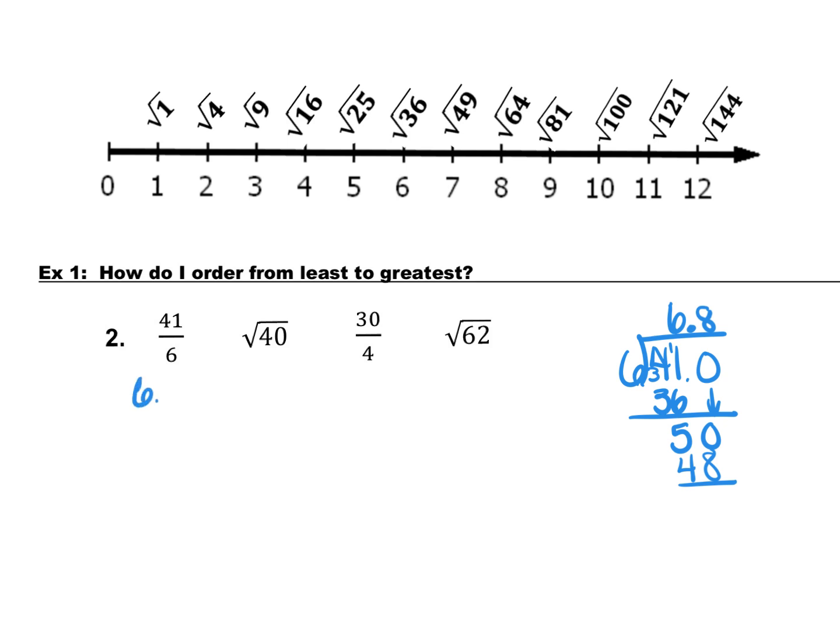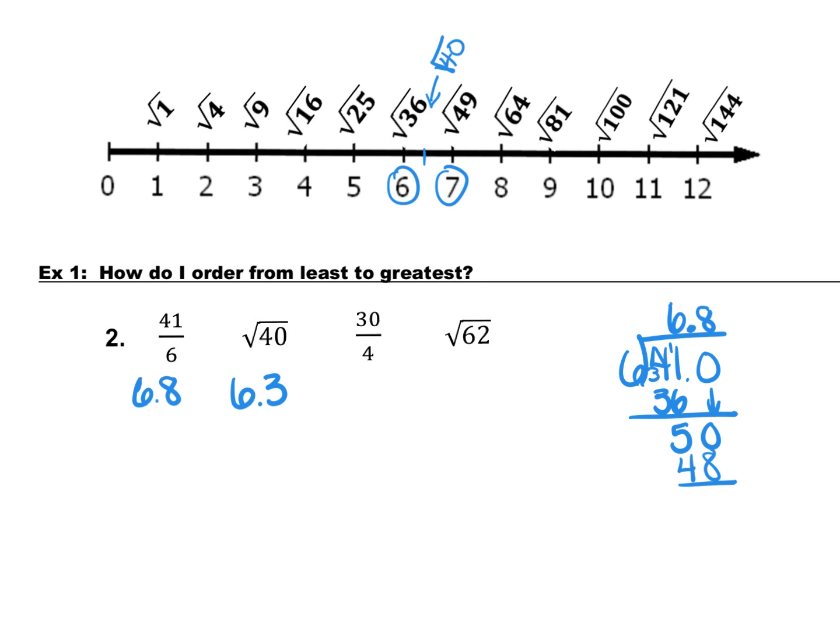So 6.8. All right, let's locate the square root of 40 on our number line. Notice that it's between the square root of 36 and 49, so the square root of 40 is between the integers 6 and 7. It's going to be closer to 36 than it is to 49. Let's say about a 6.3. It does not have to be exact unless you have numbers that are pretty close together. We see a 6.8. We know that the square root of 40 is going to be smaller than the 41 over 6.